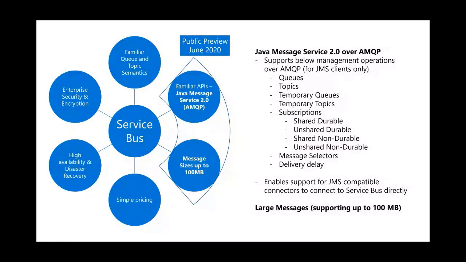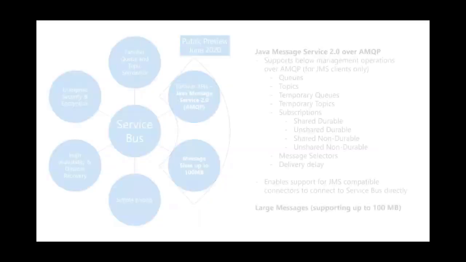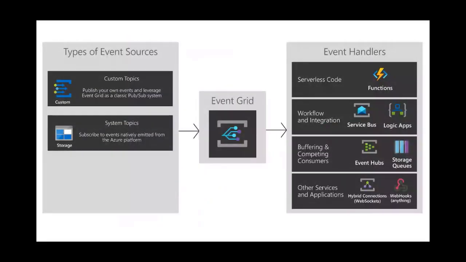They also announced a big increase in support for Java Messaging Service, JMS. I'm not a Java person, but if you're in a corporate environment that still uses a lot of Java-based messaging, there's an absolute ton of support around that. There was also the announcement that messages in Service Bus can now go up to 100 meg per message, which is a lot of message.